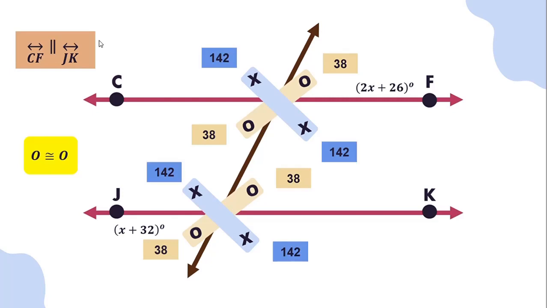So you may choose to use the X-O method or a similar color coordinating method to better help you visualize the relationship between the angles that are formed when we have parallel lines cut by a transversal.